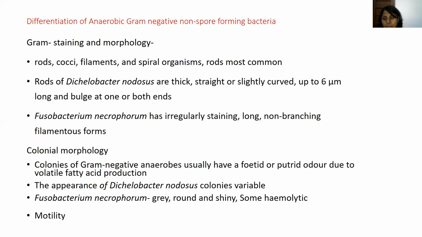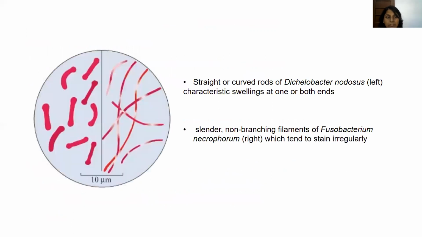Coming to the colonial morphology, the colonies of the gram-negative anaerobic bacteria have a fetid or putrid odor due to volatile fatty acid production, and the appearance of the Dichelobacter nodosus colony is variable. Whereas the Fusobacterium necrophorum colonies are gray, round or shiny, and some may be mottled. Then differentiation by motility.